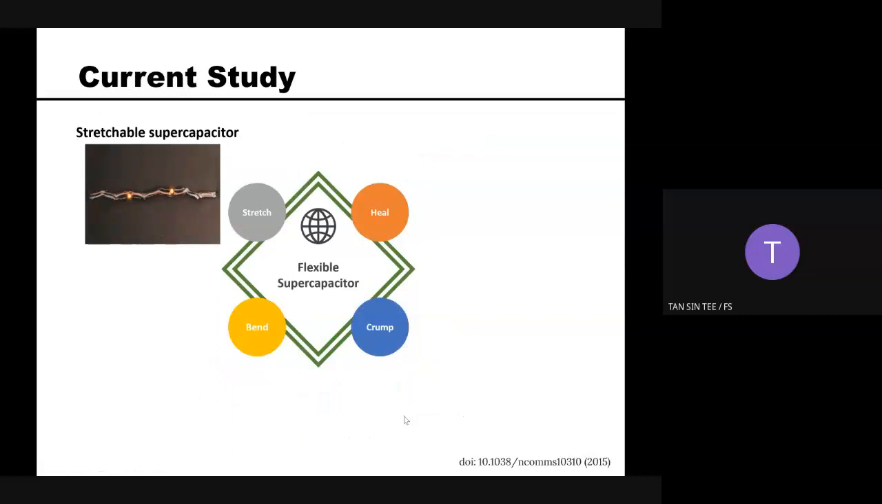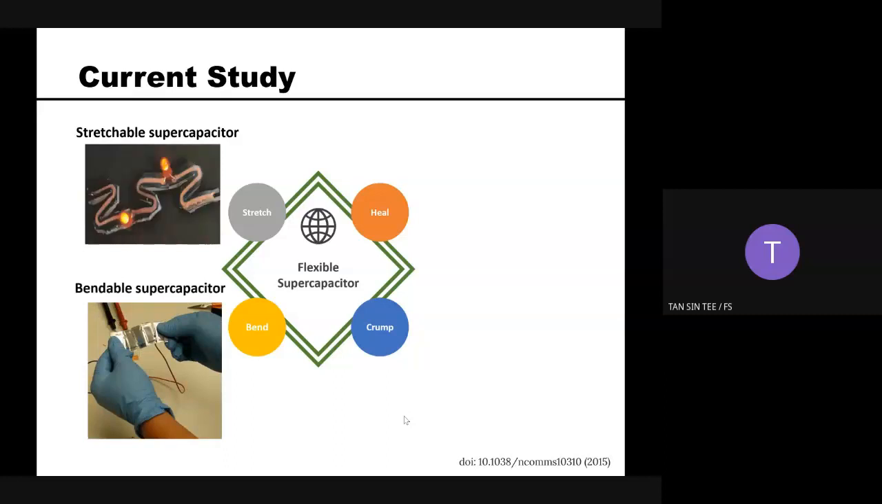So here is some of the current study and design of the flexible supercapacitor. Same as in our lab, we are also working on flexible supercapacitors by putting our material on top of a fabric called carbon cloth, and also a transparent electrode and an electrode made by ourselves.